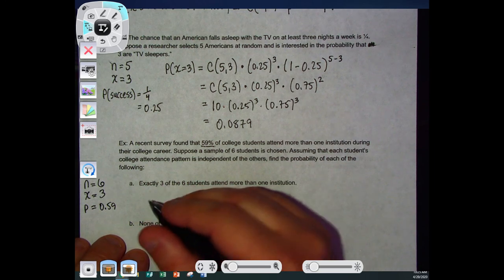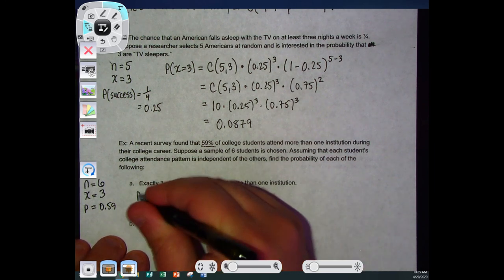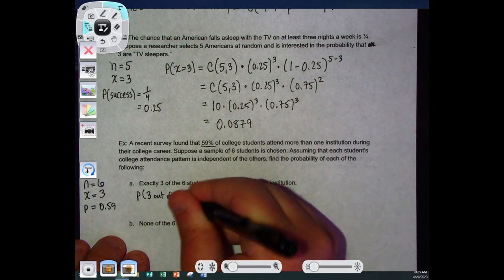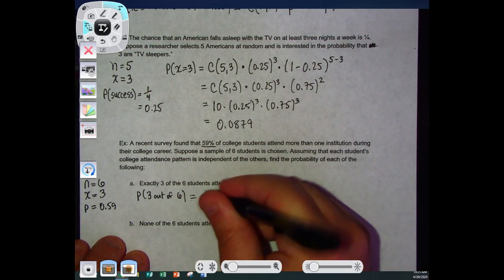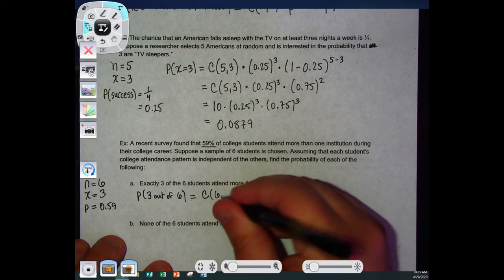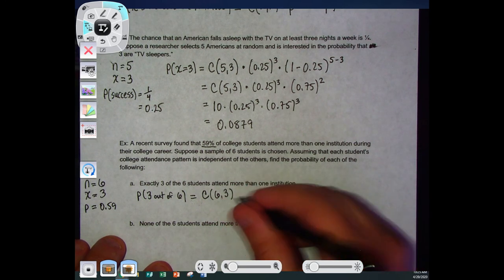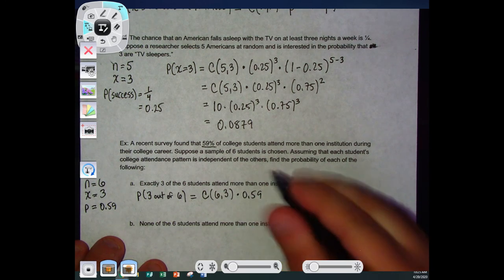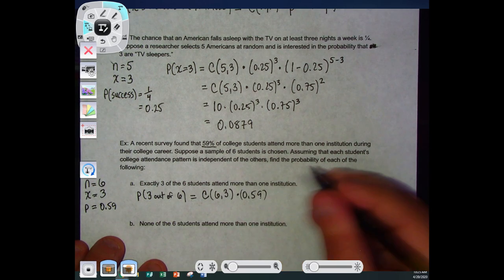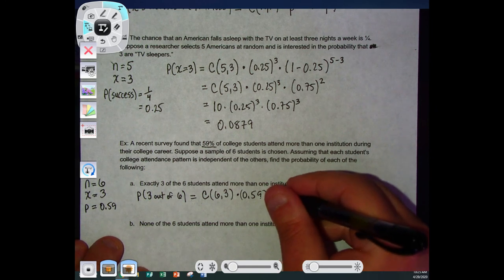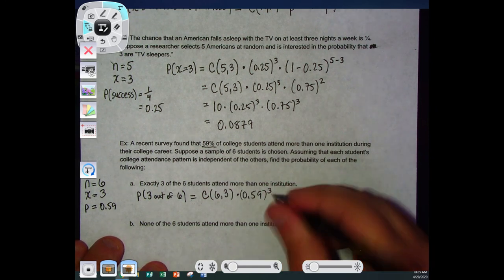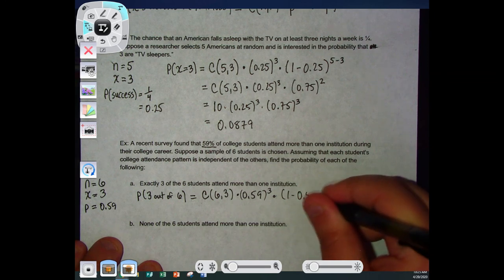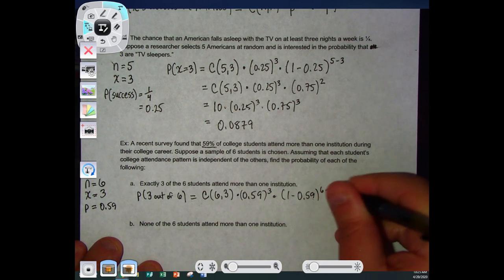So to calculate the probability of 3 out of 6, we do the combination of 6 choose 3 times 0.59 to the third power times 1 minus 0.59 to the 6 minus 3 power.